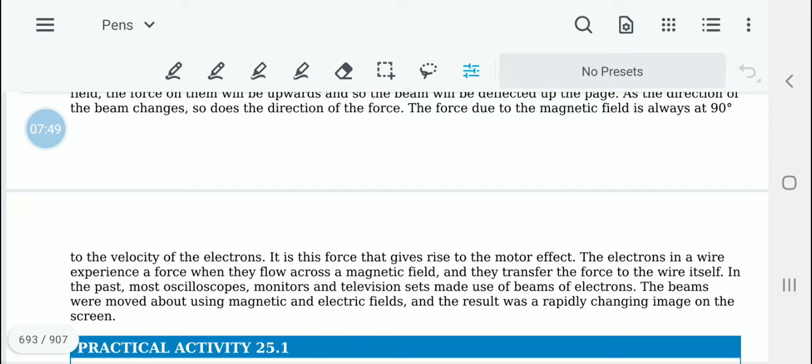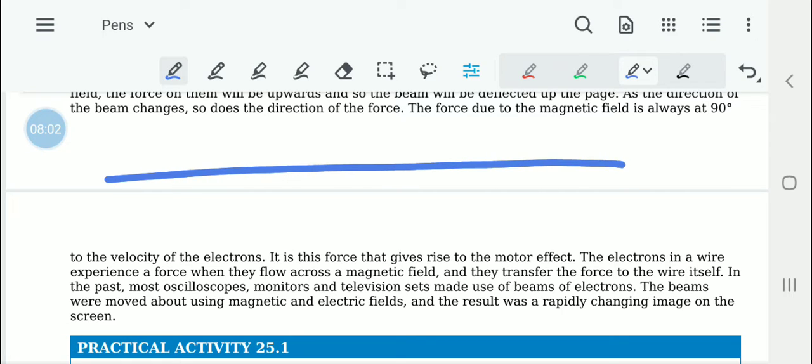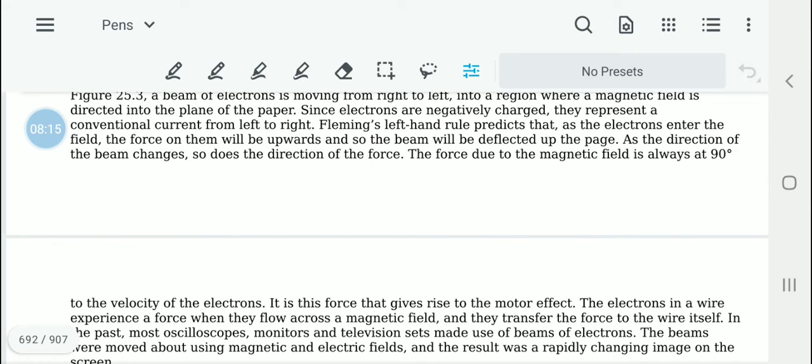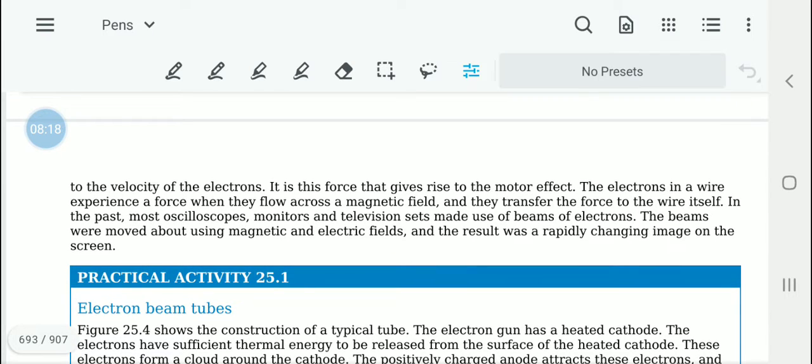So the electrons in a wire will also experience this force when they go through a magnetic field. Now you know, when there is a conducting wire, this is made up of electrons. So as a result, this would get bent upwards because of the force. That is how the force acts. So here we are talking about a single beam of electrons, just like how electrons pass through in this beam.